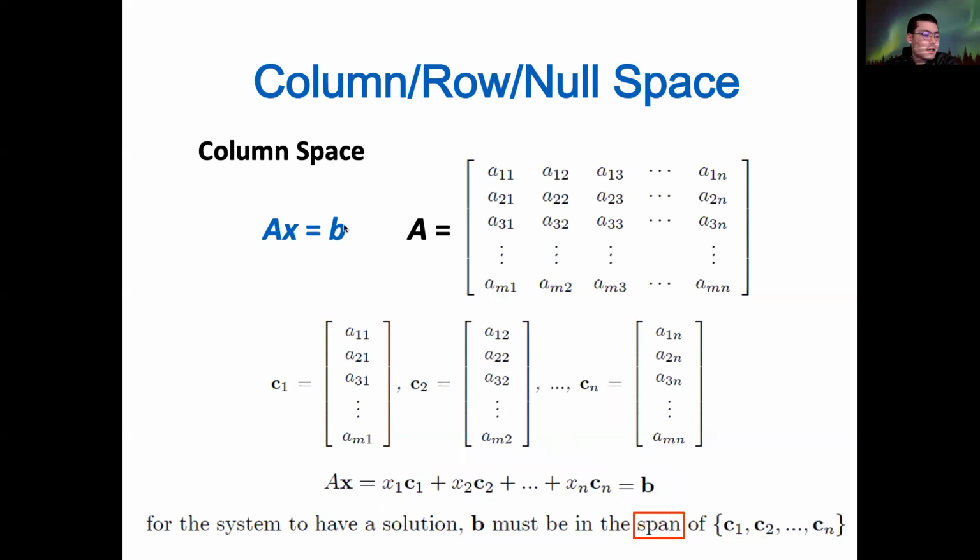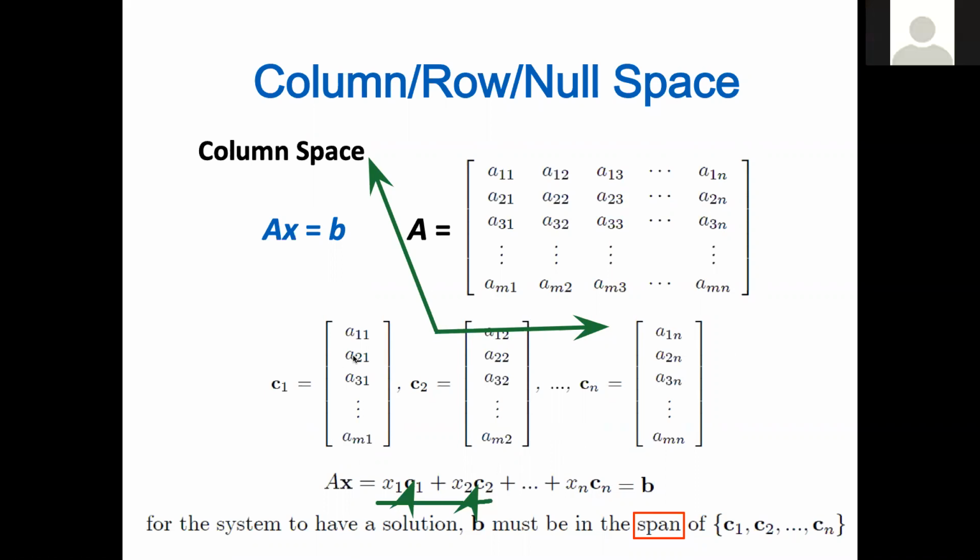If your B is outside them, then you are in trouble. For example, let's use two dimensions to describe. Let's say you have C1 something like this, and for C2 you may have something like this. But they are all on this screen. Then all you can get is, using a combination, X1 C1, X2 C2.